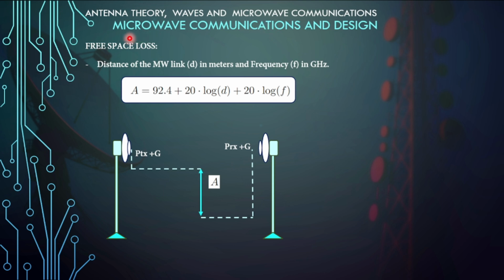Free space loss. Now, free space loss is a parameter between two antennas, given that we're not accounting for any obvious obstacles. It is the loss of the power of the signal within a free space. A, which is the free space loss, is equal to 92.4 plus 20 log D, D being the distance between the 2 points of the microwave link in kilometers, and frequency F is in gigahertz. So A equals 92.4 plus 20 log D plus 20 log F.